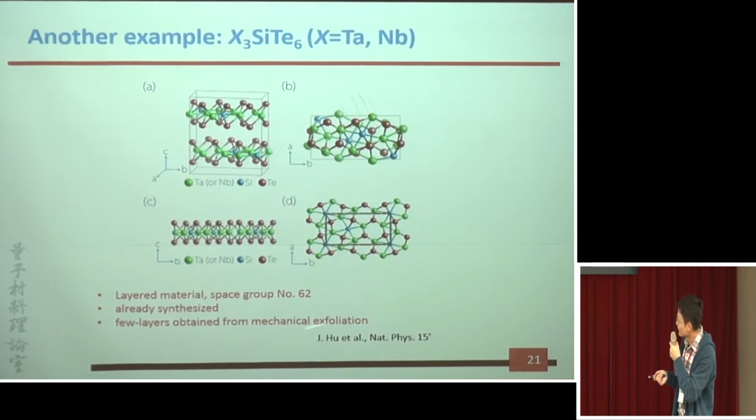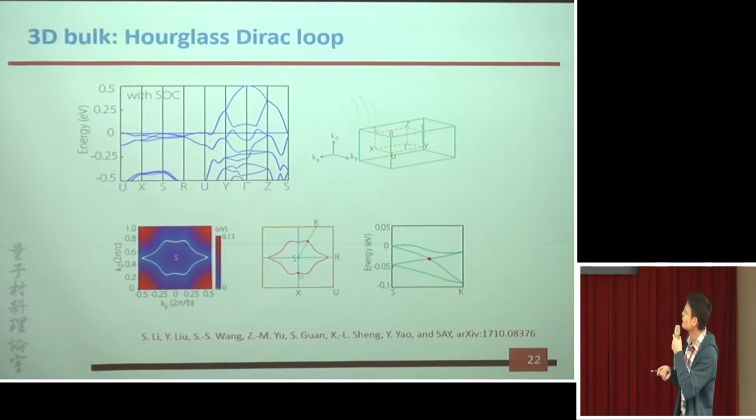And experimentally, again, a few-layer structure has already been obtained by mechanical exfoliation. Some transport and magnetic transport have already been done on this material. If we calculate the band structure, this is the band structure with spin-orbit coupling. One key feature you notice here, close to the Fermi level, is this kind of hourglass-type dispersion. This dispersion occurs on this side surface of the Brillouin zone.